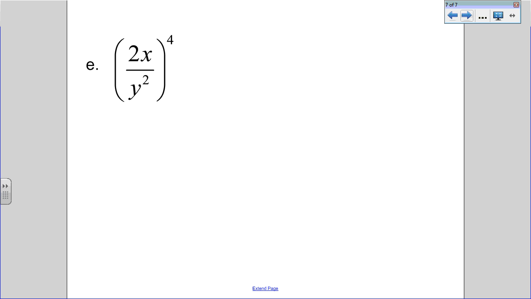Yes. All right. This exponent needs to be applied to everything. And when I say everything, ladies and gentlemen, I mean everything. So in that numerator, it needs to be 2 to the 4th and x to the 4th. It's not just what's closest to the exponent, it's that entire numerator. And then my denominator needs to have that, but what is this y going to become? 8.